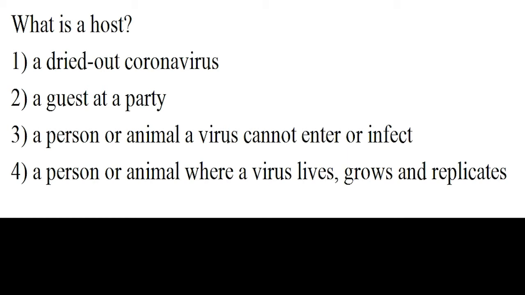Option number 1, a dried out coronavirus. Option number 2, a guest at a party. Option number 3, a person or animal a virus cannot enter or infect. Option number 4, a person or animal where a virus lives, grows, and replicates. What is a host? Please pause the video, choose your answer, and when you're ready, continue.